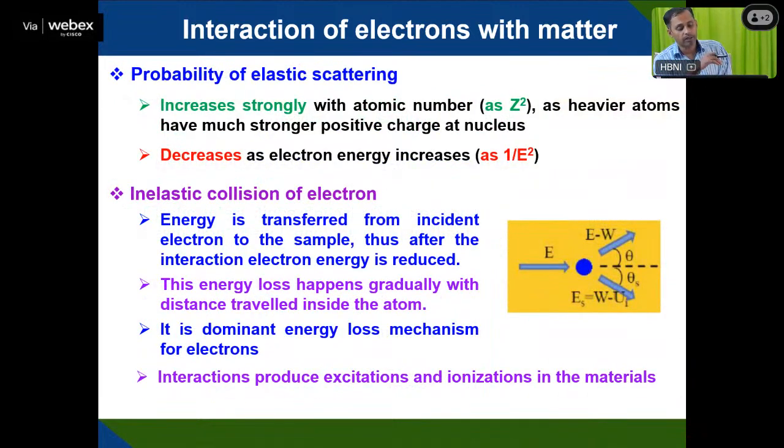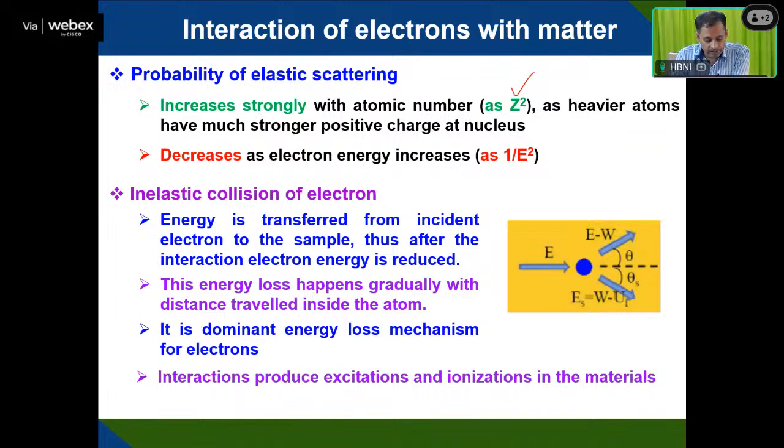The probability of that elastic interaction mainly depends upon the atomic number, that is Z squared. The heavier the atom, the more positive charge there is, so the Z squared value is higher. Because of that, the interaction probability will be higher. And it decreases with increasing electron energy.